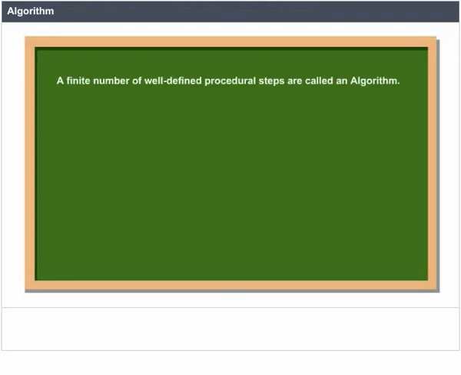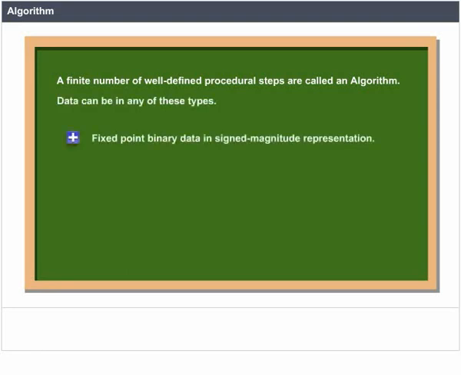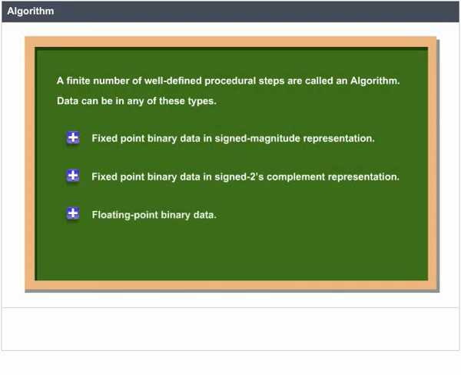Algorithm. A finite number of well-defined procedural steps is called an algorithm. Data can be in any of these types: fixed point binary data in signed magnitude representation, fixed point binary data in signed 2's complement representation, floating point binary data, and binary coded decimal (BCD) data.